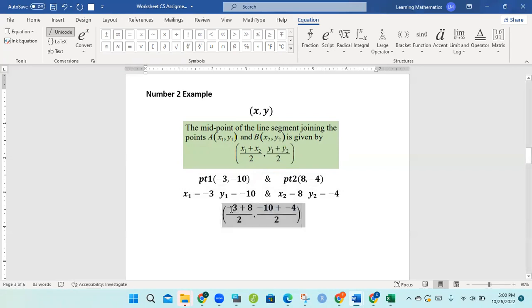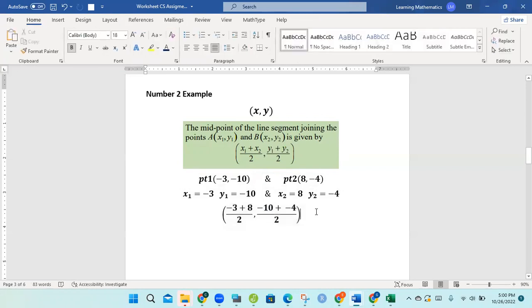The question says, don't put decimals. So let's see what we get for this one, the x coordinate. We're taking out 3 from 8. If we're taking out 3 from 8, we're going to get 5. And this is saying 10 units to the left and 4 units to the left. So we're taking out 10 and we're taking out 4, so therefore we are taking out 14 in all. So negative 10 and the negative 4 is a negative 14.